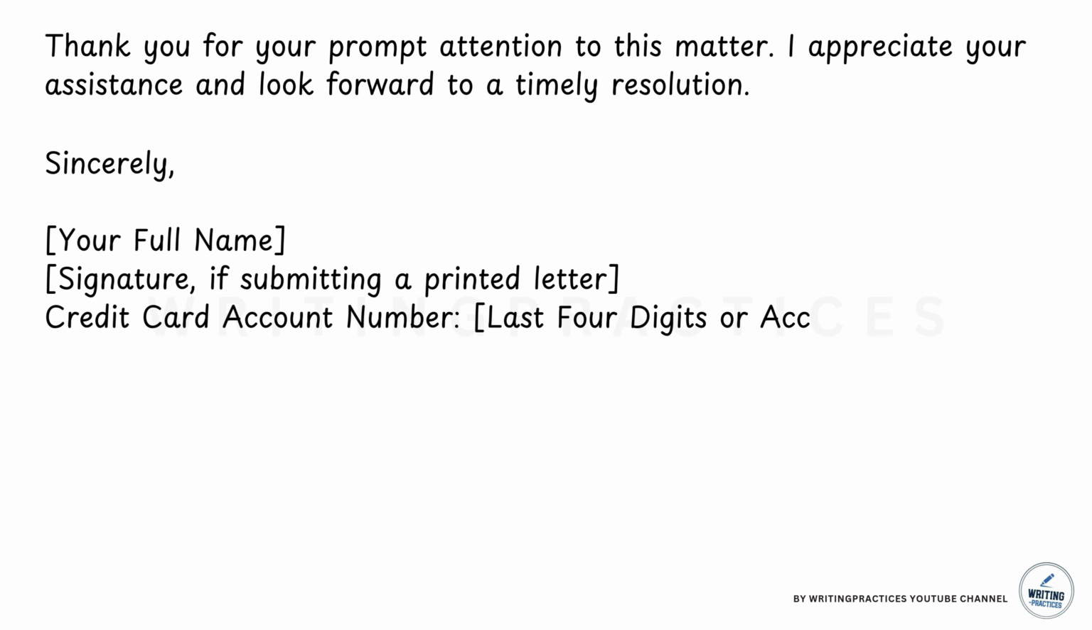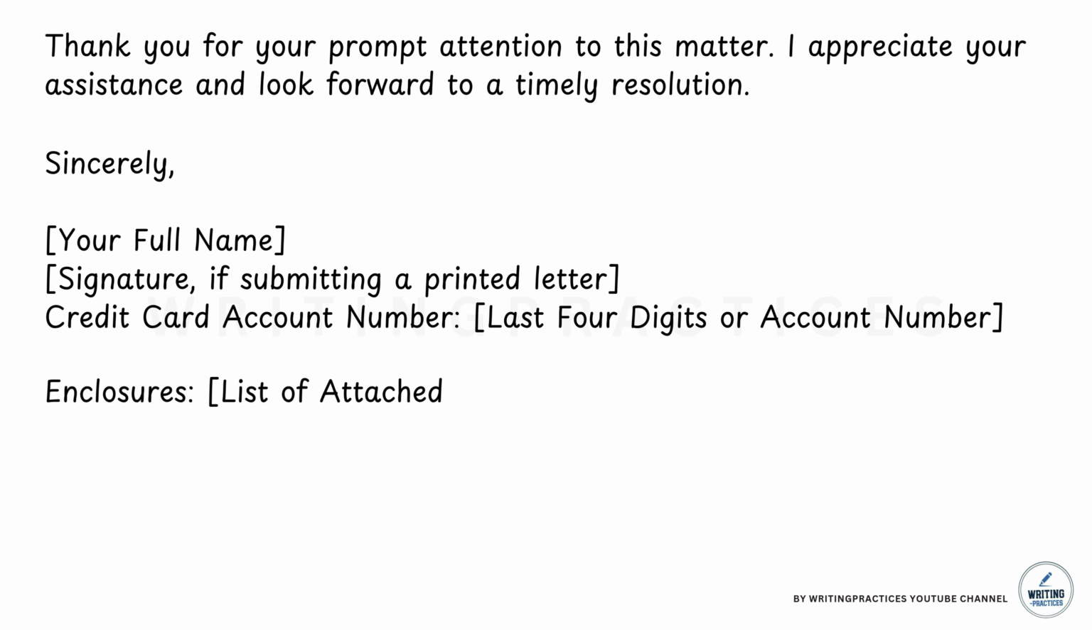Account information and enclosures. Finally, include your account information and list your attachments. For example, credit card account number, ending in 4827. Enclosures, credit card statement, merchant correspondence. Fraud report confirmation, supporting screenshots. This final section helps the card issuer verify your account and quickly identify the supporting evidence included with your dispute. Listing your enclosures also makes it easier for the reviewer to confirm that all necessary documents have been received.